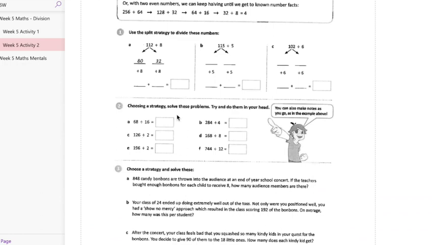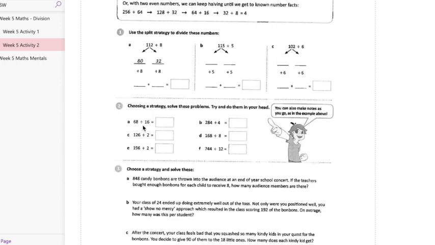Now, this one's up to you. You can choose your own strategy. If you want to use the split strategy that we learnt, you could use that. Otherwise, you could use any other division strategy that we've worked on.